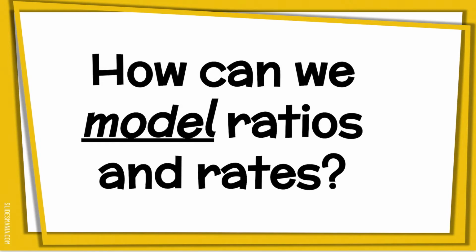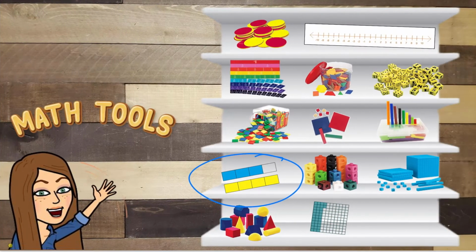So we're going to start off today by modeling ratios and rates. We're going to actually be using strip diagrams to do this. So if you scroll over to your Math Tools bookshelf, we'll be using these thinking blocks today. So go ahead and take a moment, pause the video, and go to the link that's attached to the strip diagrams, and then come back when you're ready to learn.